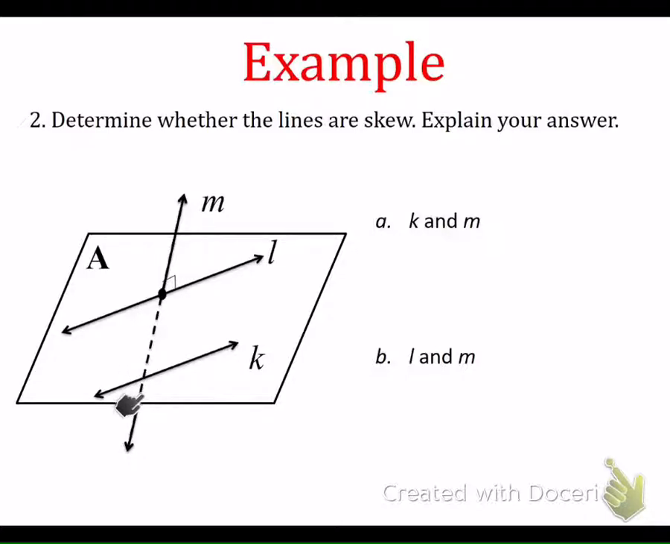So that's not on the plane. That's like behind the plane. So it's not actually touching K. K is like closer to us. And M is just going straight up and down a little farther back.